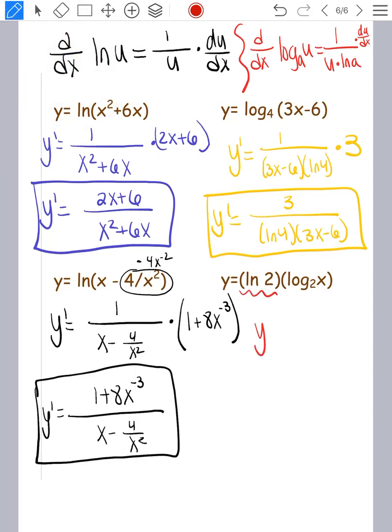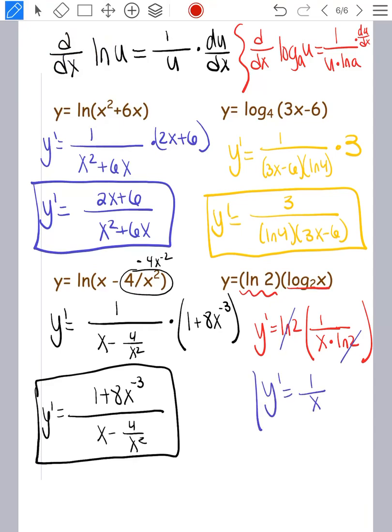And then final one, not product rule. Natural log of 2 is just a constant. I threw that in there, obviously, because I was trying to trick people up and make sure they were paying attention. So natural log of 2 is just a constant. So now take the derivative of log base 2 of x. So 1 over u, which is x, times natural log of 2, times the derivative of the inside is just 1. So this one actually can simplify a bunch, and basically the derivative of that is just 1 over x.